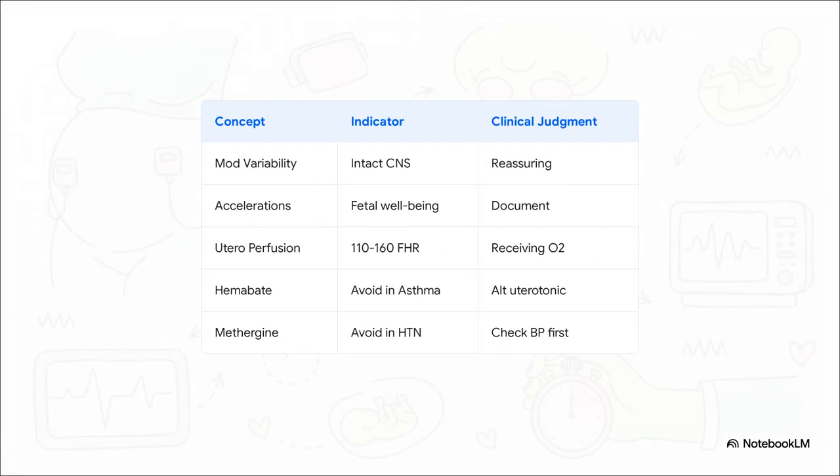Finally, let's lock in these specific clinical indicators. Moderate variability and a baseline between 110 and 160 are your ultimate proofs of effective perfusion. And a quick medication safety check. Never give Hemabate to a patient with asthma, and always check a patient's blood pressure before administering Methergin, because it is strictly contraindicated in hypertension.